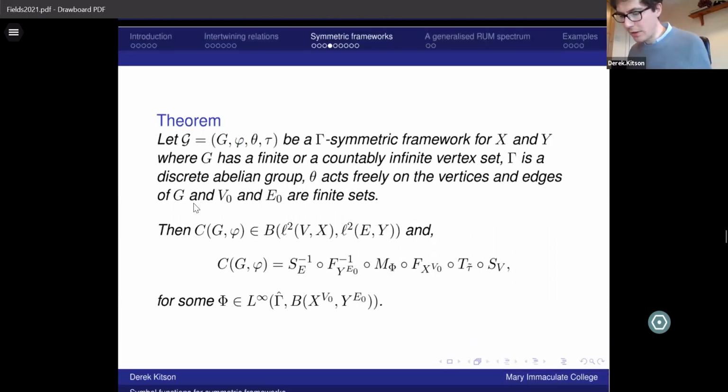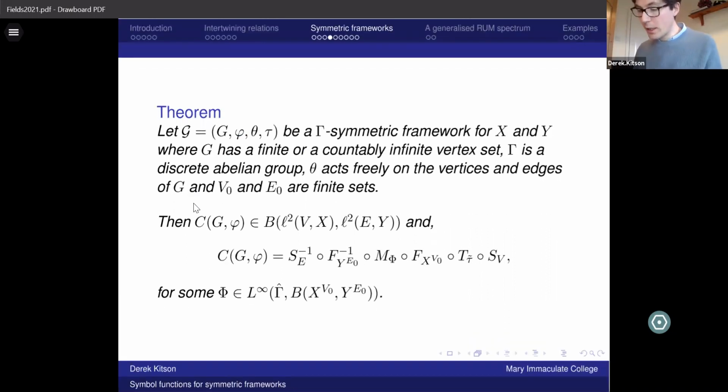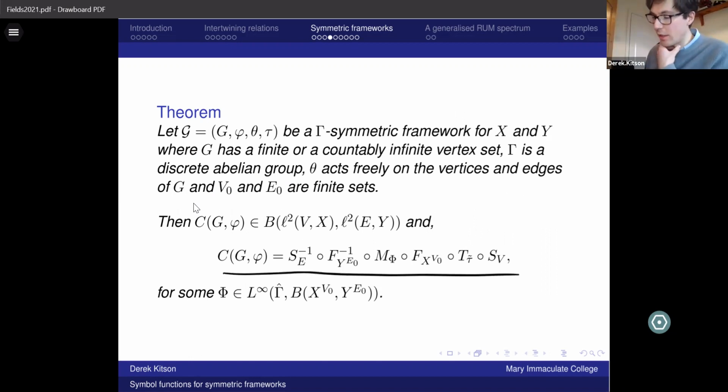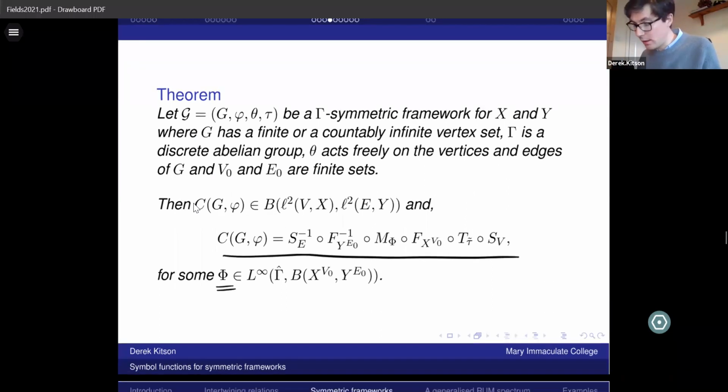So anyway, the point is we introduce symmetric frameworks, and then we can prove using our intertwining results that we have this factorization, the factorization that I showed you at the start, essentially, which if you write it out, looks like this long-winded thing here. So the question really is, what is phi? What can we say about that? So I'll try and say something about that in a couple of minutes.